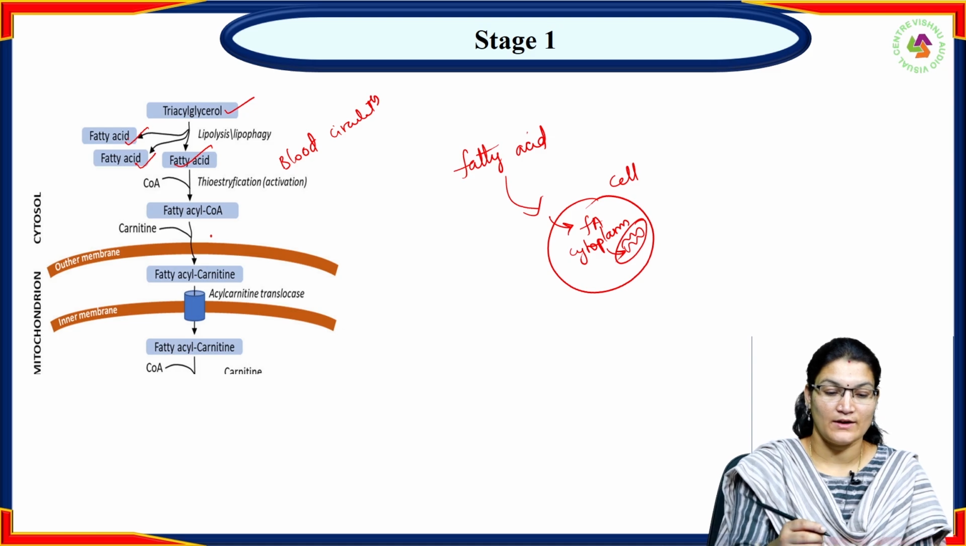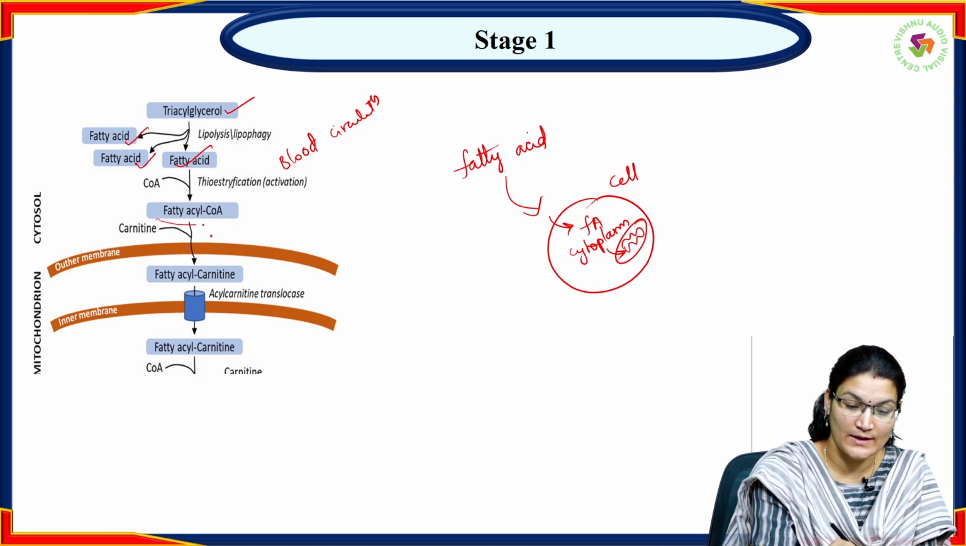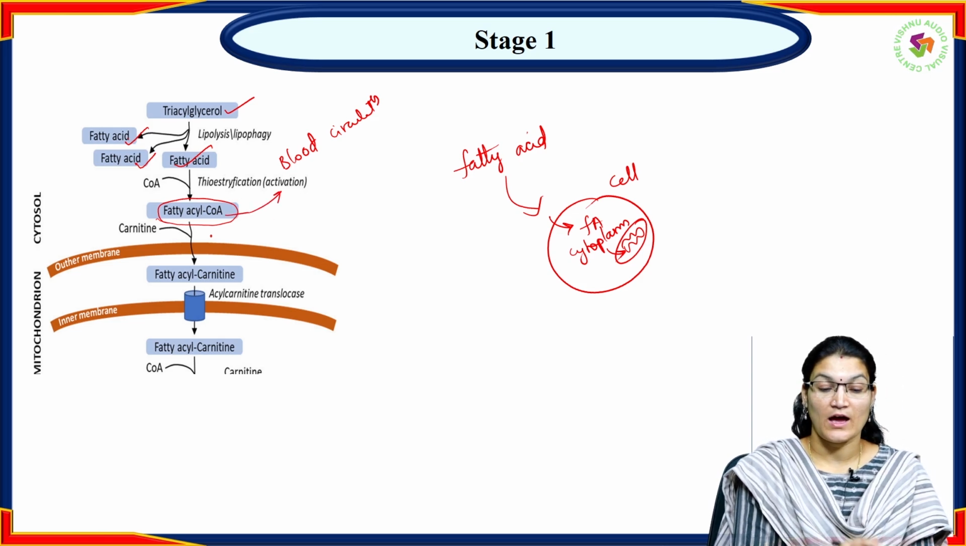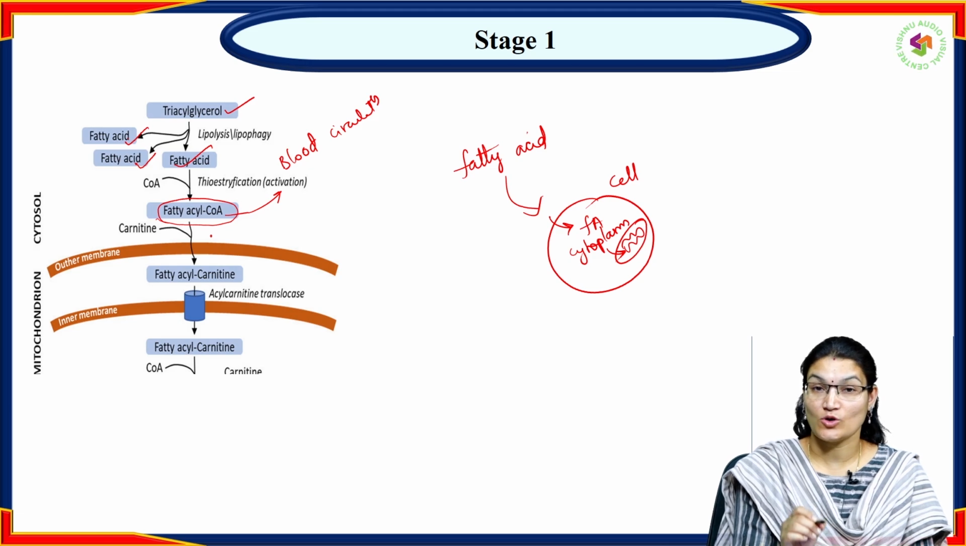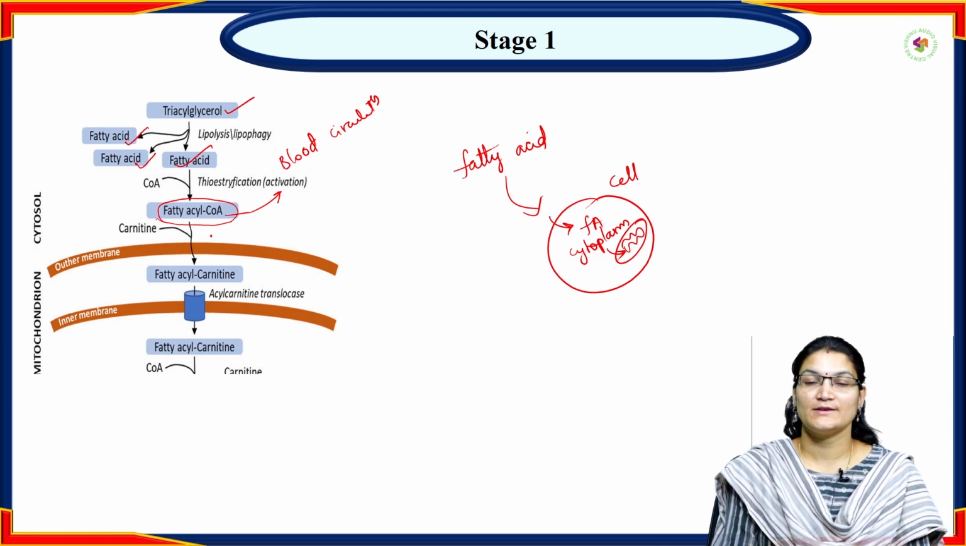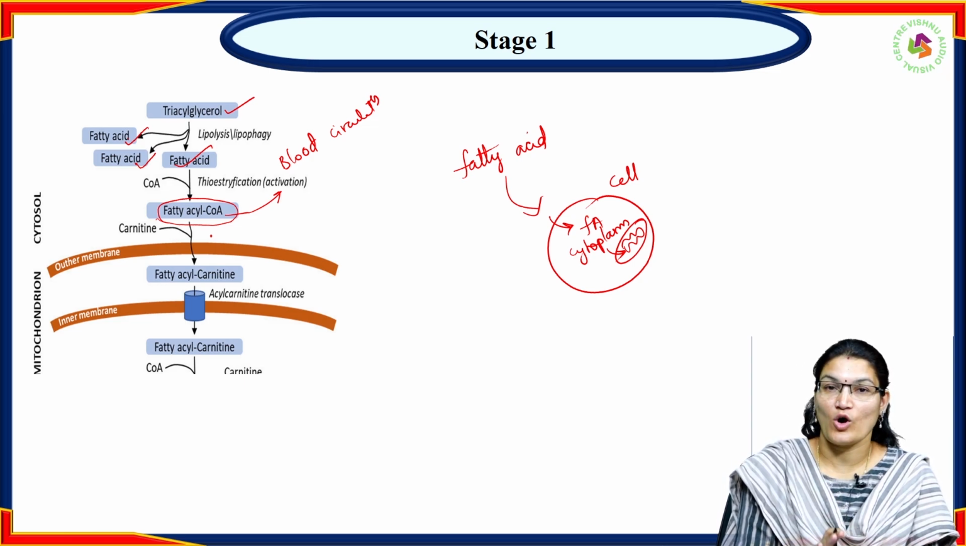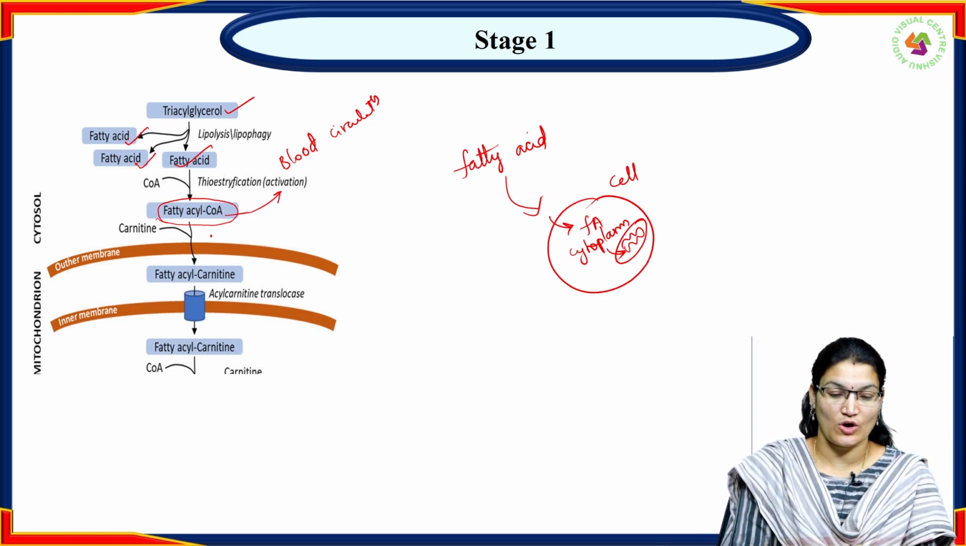Activation is nothing but fatty acid being converted into fatty acyl coenzyme A, which we term activation. This step is termed the activation step. Only after converting into acyl coenzyme A can it enter the mitochondria of the cell. So acyl coenzyme A is the only form that can enter the mitochondria.